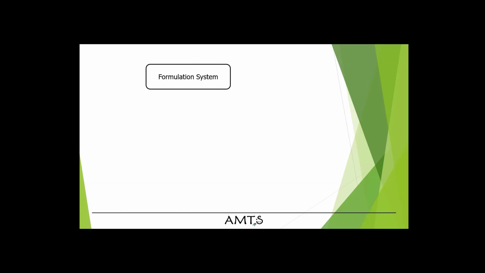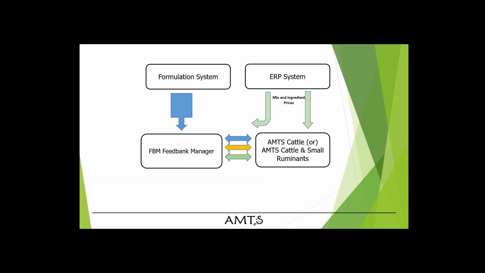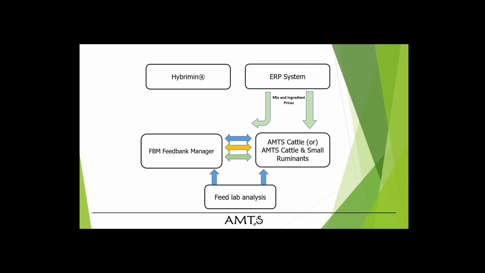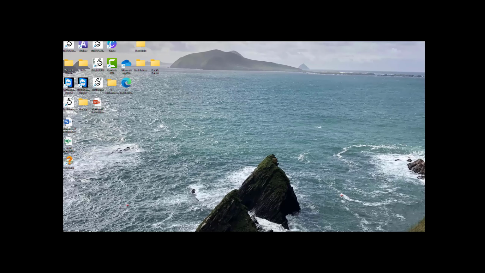This graphic shows how mill software data, ERP system data, FeedbankManager, and the AMTS formulation software interact. Information can be pulled into FeedbankManager from feed lab analyses. The information that we're going to specifically talk about today is downloading data from Hybrimin. Hybrimin can supply ingredient specifications, mix or product formulas, and prices for the mixes and ingredients. I'll give you a quick demonstration of how to download the Hybrimin information into FeedbankManager.